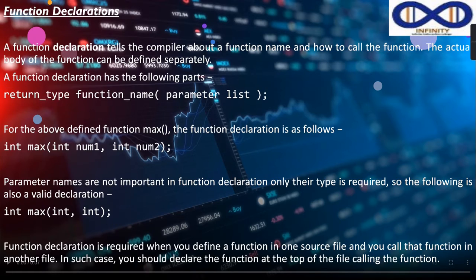Now, the function declaration. How do we declare a function? A function declaration tells the compiler about a function name and how to call the function.